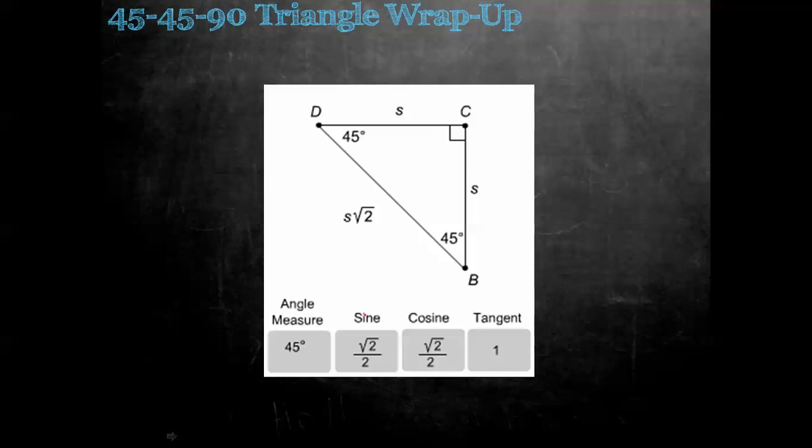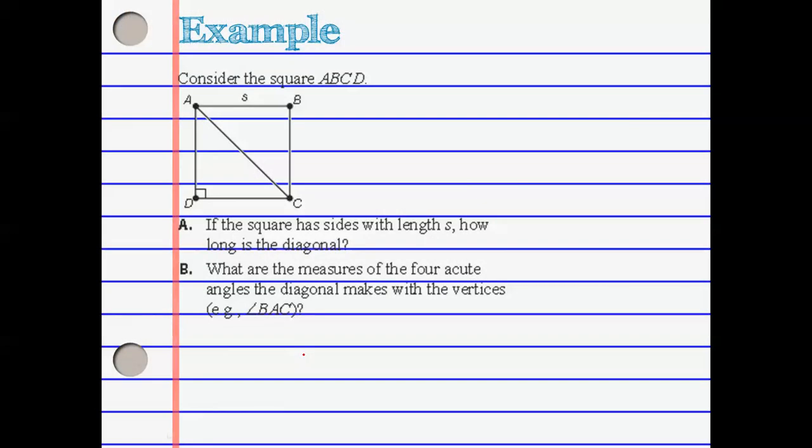So here's just a recap. If the measure of the angle is 45, the sine and the cosine both equal square root of 2 over 2, and tangent is going to equal 1. Here's just a little recap before we do some problem solving using those trig ratios.